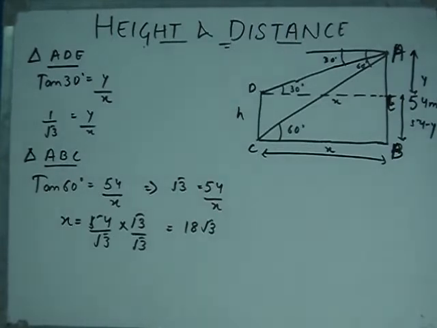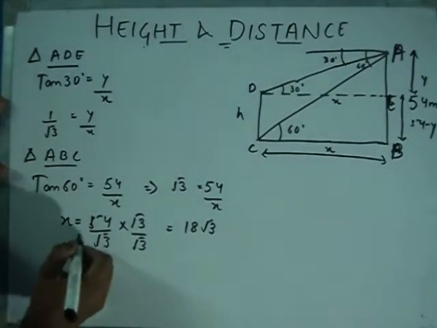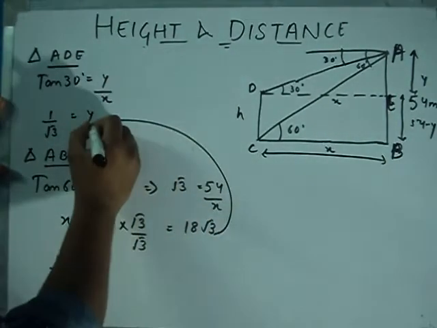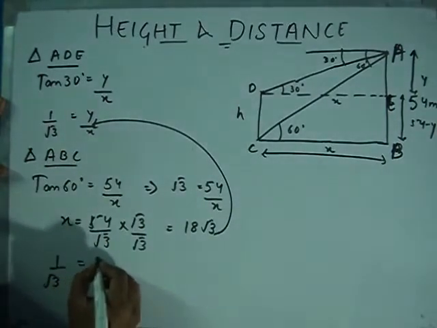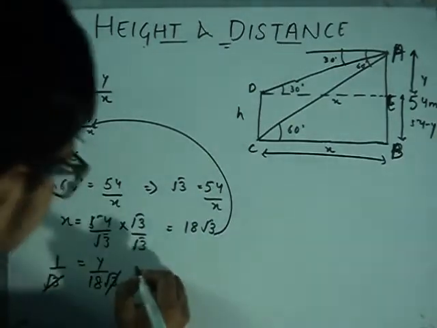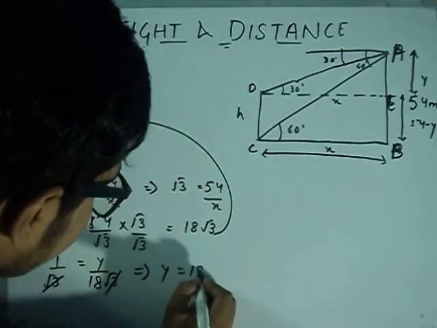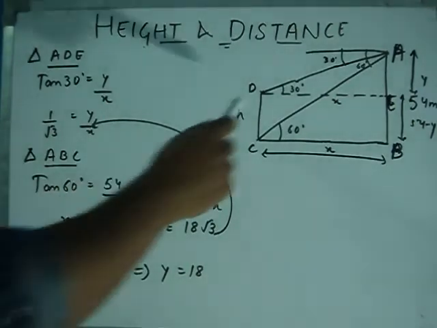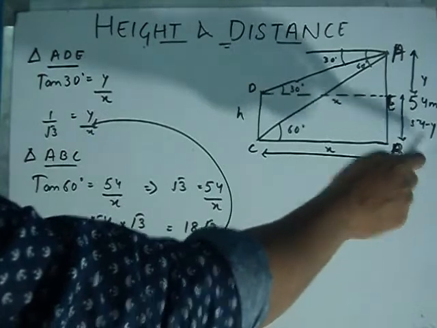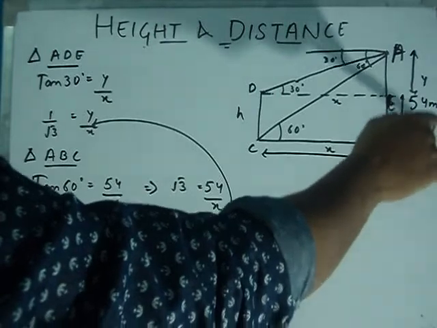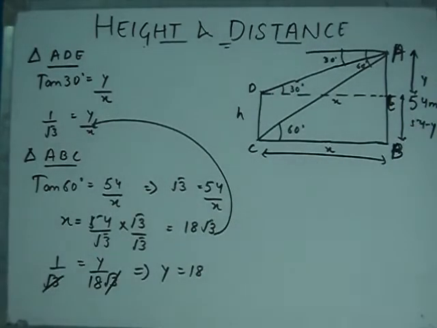So what is our y value? By substituting, we put 1 by root 3 in this equation, like here. So we get 1 by root 3 is equal to y divided by 18 root 3. By cancellation of root 3, we get y is equal to 18. So our small height, which is a triangle, we get from this value y as 18, and subtracting this value, we get our answer.